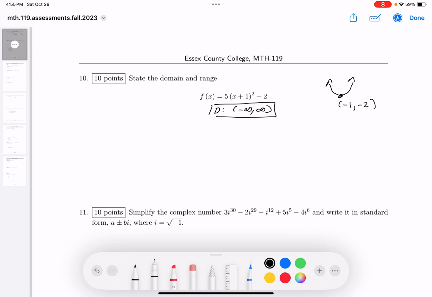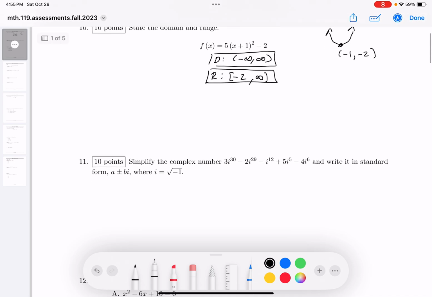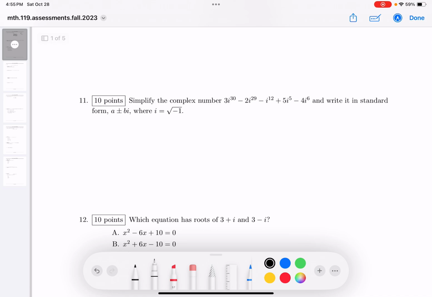So the range of this thing, this goes on forever. Looking at it, well, it starts at -2. That's the lowest it could be. It does touch it, and then it goes off to infinity. That's done. Next up, question number 11.